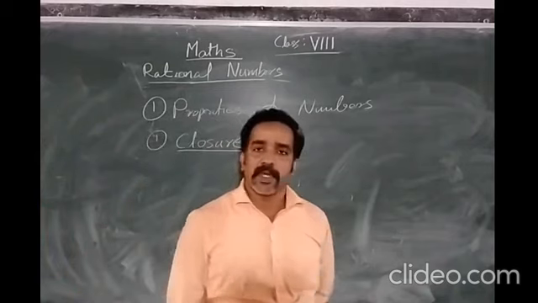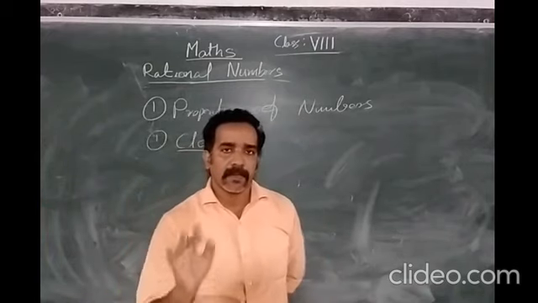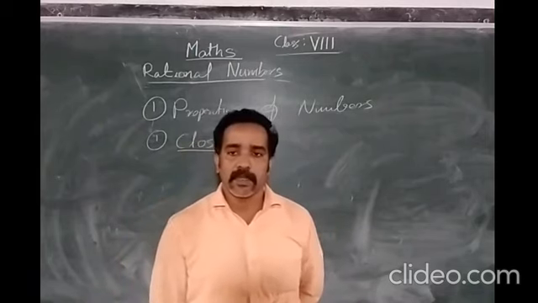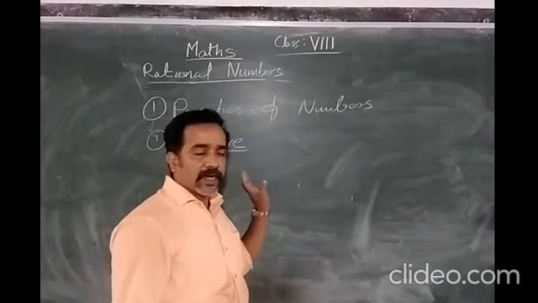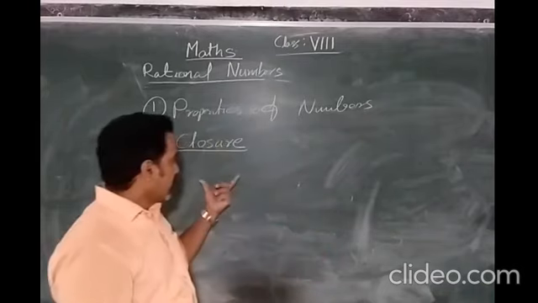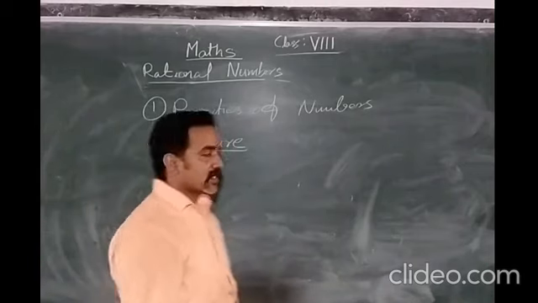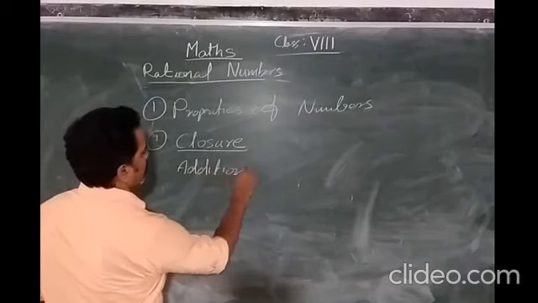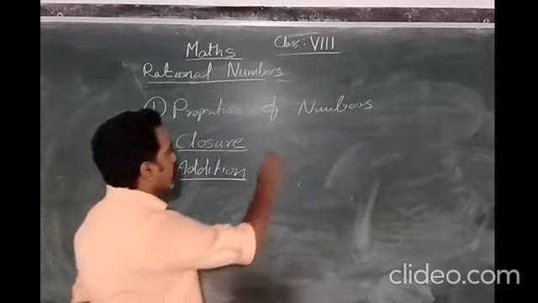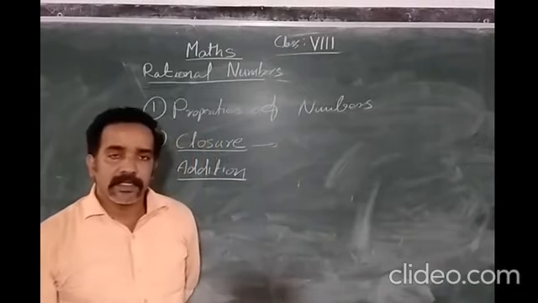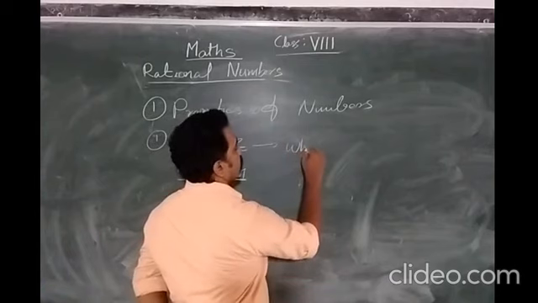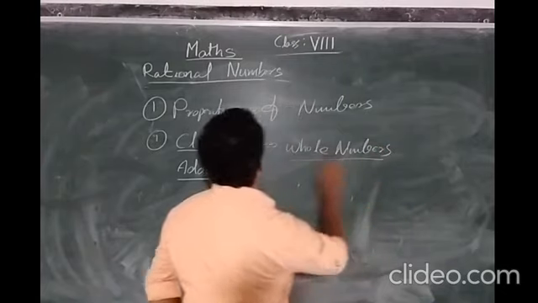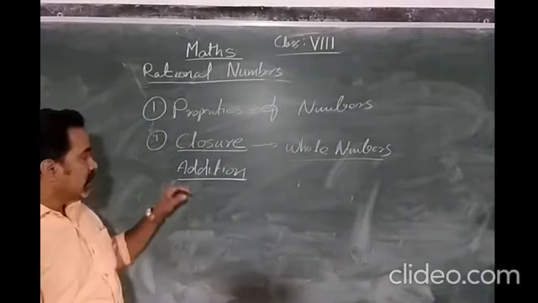What is meant by closure property? When we say closure property, along with it we have to consider the mathematical operations I told you: addition, subtraction, multiplication, and division. Separately, we can discuss each one. The first one, addition. Closure property. Let us see the set of whole numbers with addition.